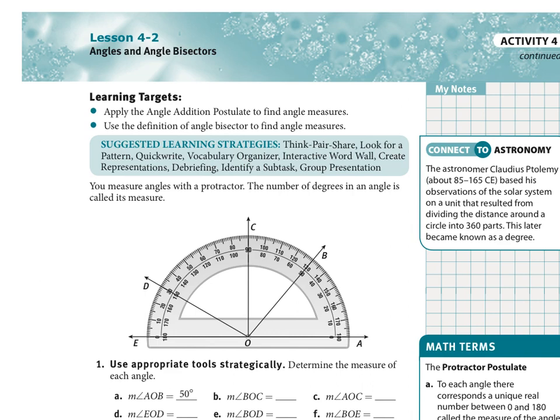Let's go ahead and start with our learning targets. Today we're going to apply the angle addition postulate to find angle measures. We're also going to use the definition of angle bisector to find angle measures.